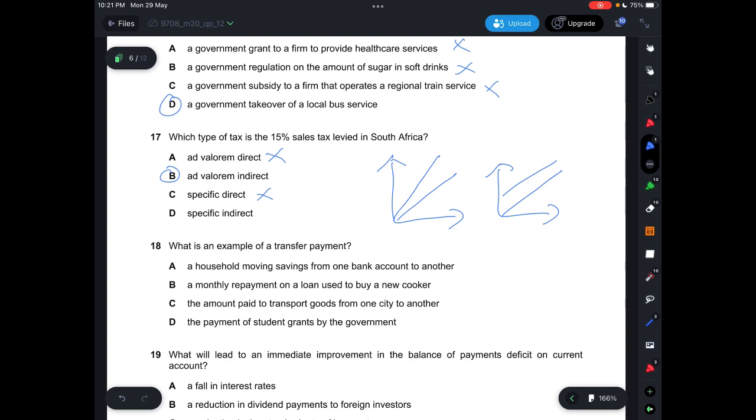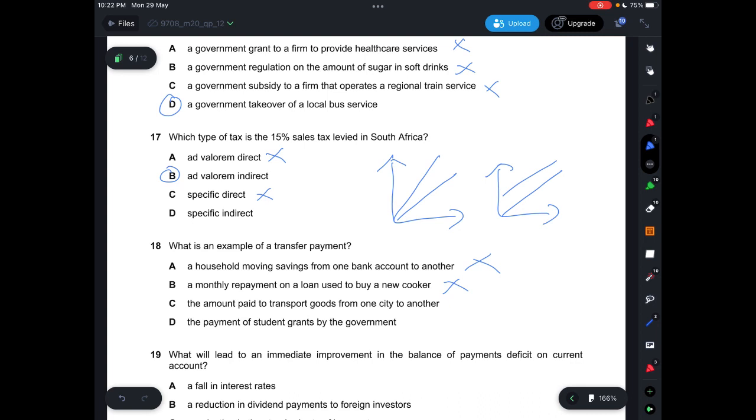Question 18, what is an example of a transfer payment? A transfer payment will basically be from a government to the people and there's no production taking place. It could be from the government to the people, it could be someone to someone, but there's no production taking place. So A says a household moving savings from one bank account to another, which is not correct. B says a money repayment on a loan used to buy a new cooker, which is not correct.